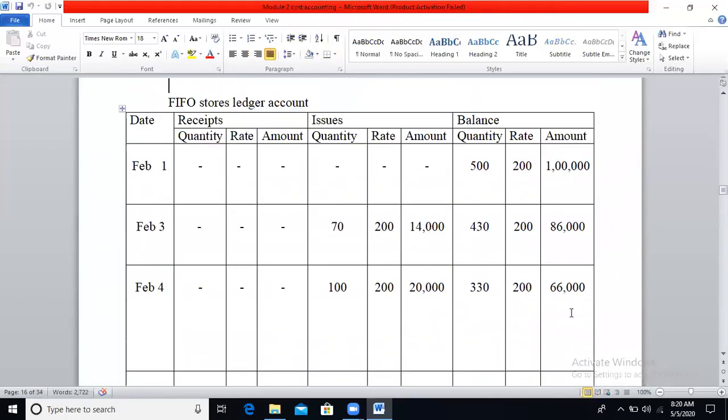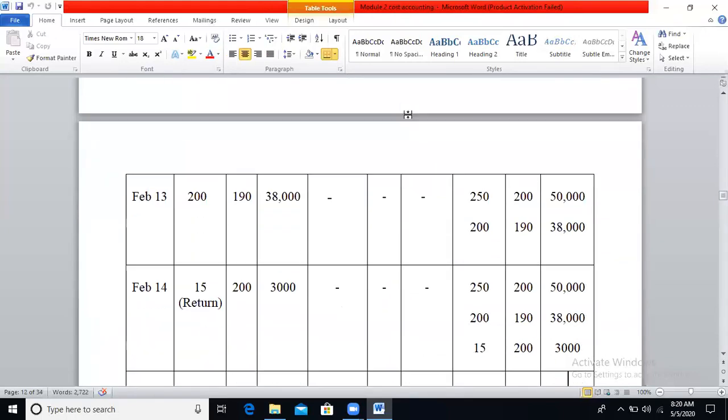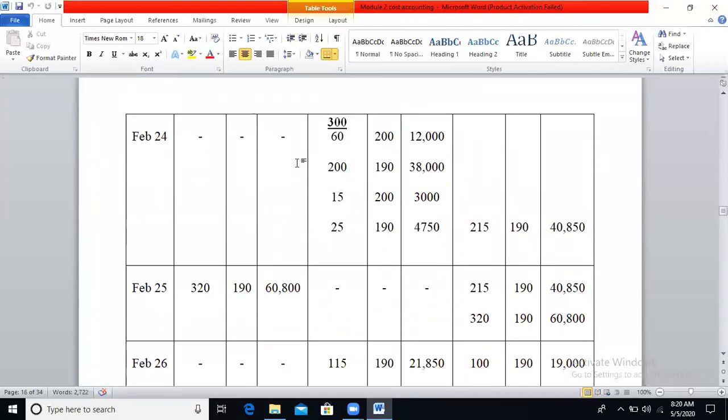The next transaction is February 25th. We are receiving 320 tons at rupees 190. So under receipts, write the date February 25th. Sorry, we are receiving 320 tons at rupees 190. If you multiply 320 into 190, you will get 60,800. So the previous balance we have is 215 tons at rupees 190, 40,850, and the new receipts 320 tons at rupees 190. The total value will be 60,800.